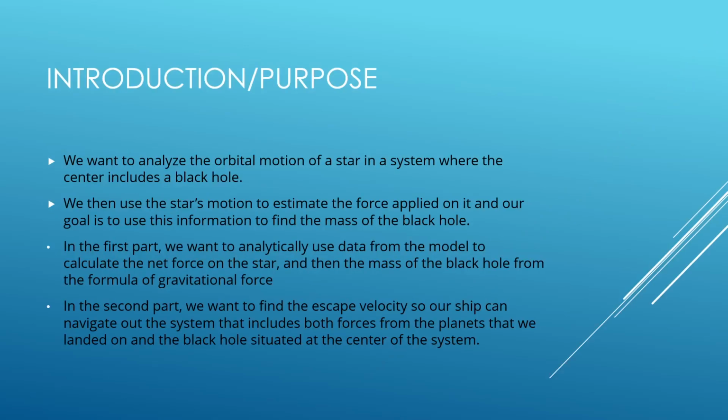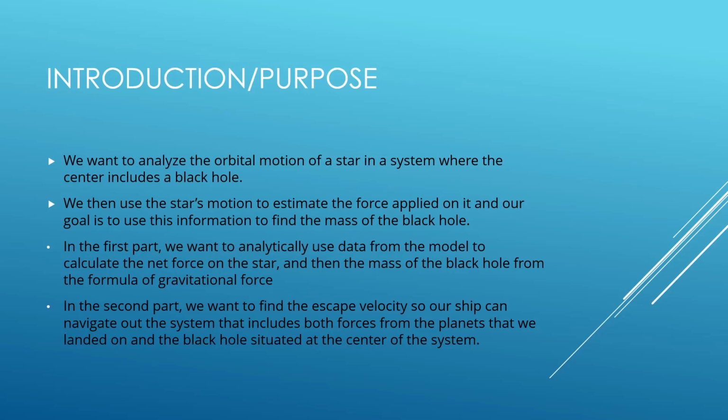To start off, we'll want to analyze the orbital motion of a star in a system where the center includes a black hole. We then use the star's motion to estimate the force applied on it, and our goal is to use this information to find the mass of the black hole. In the first part, we want to analytically use data from the model to calculate the net force on the star, and then the mass of the black hole from the formula of gravitational force.